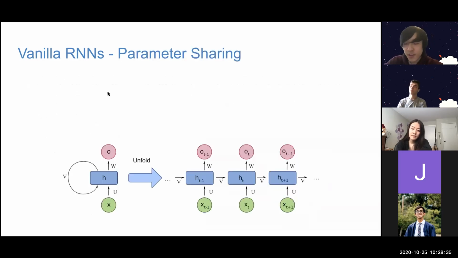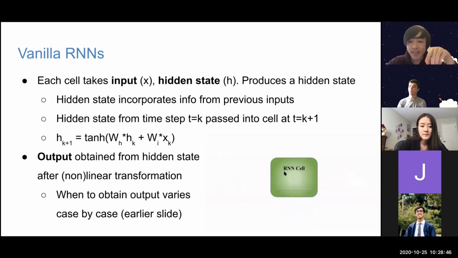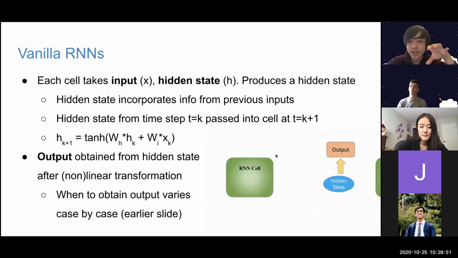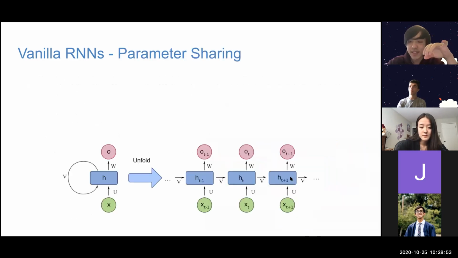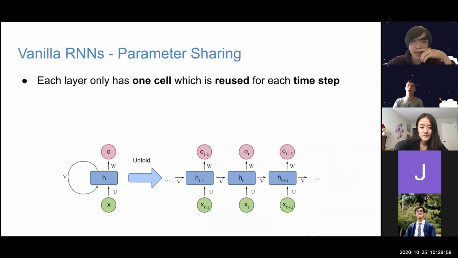So one important concept about RNNs in general is parameter sharing. The important thing to know is that basically in this diagram, there's only one singular cell doing all the work. So it's not like each time step has a different cell. Each time step has the same cell, and the weights are shared between time steps. So each layer only has one cell, and the weights for that cell are reused in every time step.